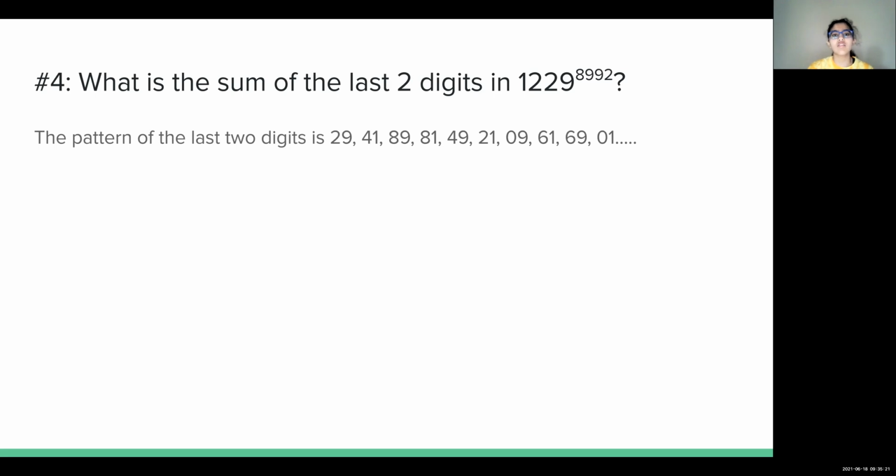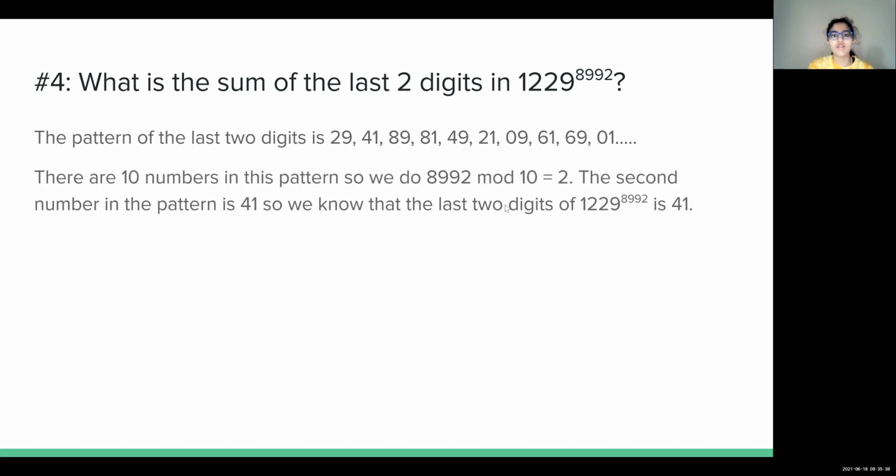So the pattern of the last two digits is 29, 41, 89, 81, 49, 21, 9, 61, 69, and 1, right? And this pattern of two digits repeats every 10 numbers, right? So what we have to do is 8,992 mod 10, which is equal to 2. So that means we find the second number in the pattern, and that will be the last two digits. The second number in the pattern is 41. 4 plus 1 is 5. So the sum of the last two digits in 1,229 to the power of 8,992 is 5.